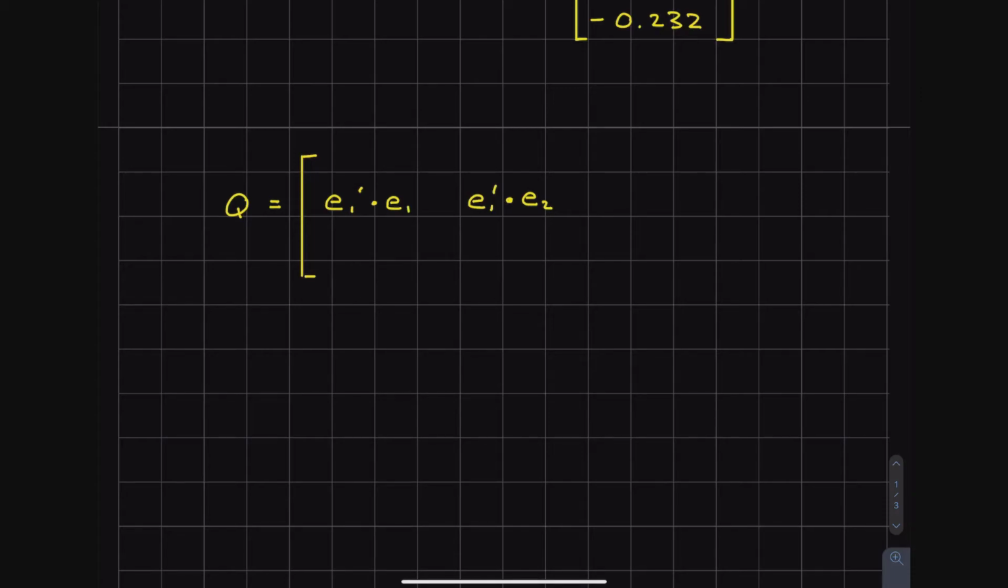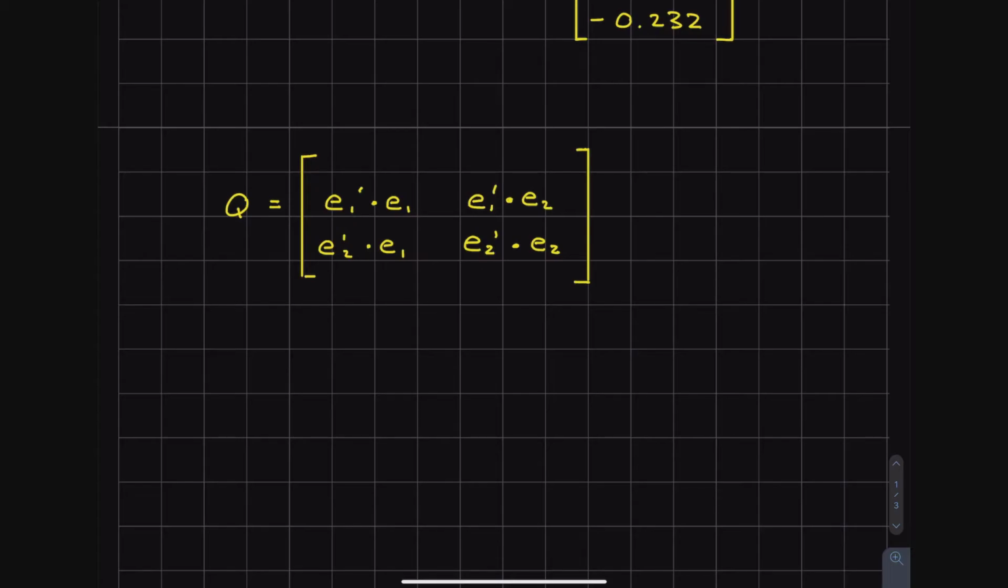At the bottom, we have E2 prime dot with E1. And then finally, we have E2 prime dot with E2. So if you look at this, it's easy to see that the only values that we need to solve for our Q matrix are going to be the vectors E1 and E2, and then E1 prime and E2 prime.